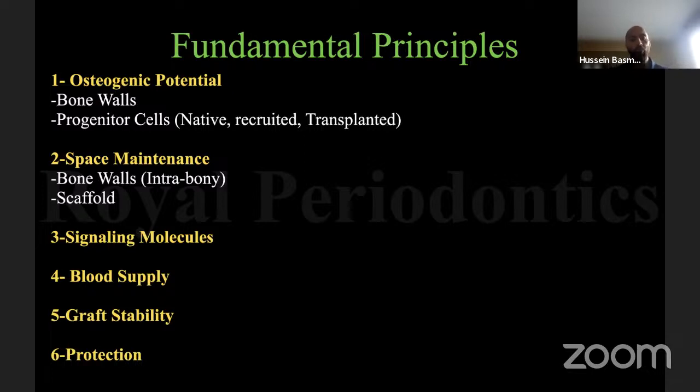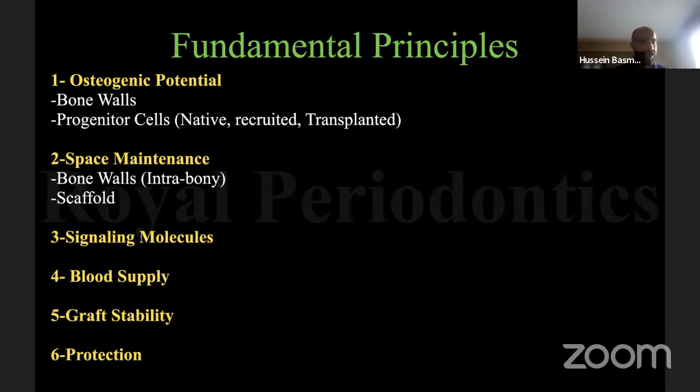But what is most important is that we cannot talk about regeneration if there is mobility. So we have to have graft stability. And also, because we're working in the second dirtiest part of the body, which is the mouth, we have to make sure that there is protection of the site by achieving primary closure. After that, we are going to be able to have a predictable bone augmentation. So all these six golden rules have to be present in order to have a predictable outcome.